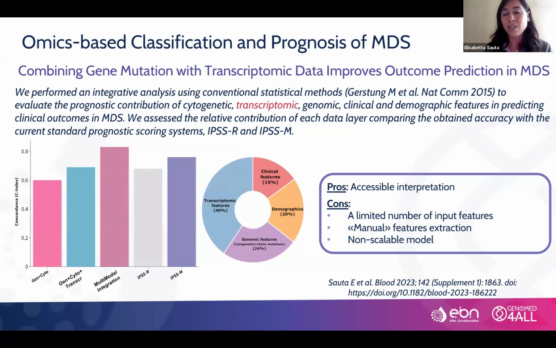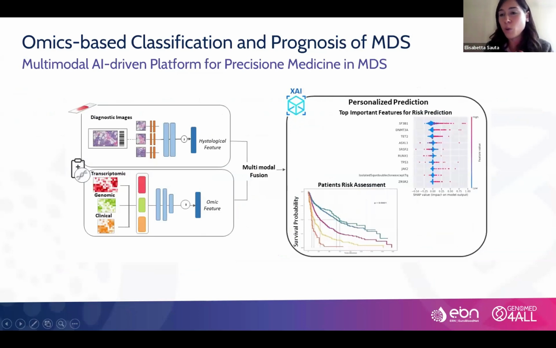But this is not, in our opinion, the correct way to process this data, because we have a huge number of features that can depict the gene expression profile of these patients, and now we are reducing their power with this combination of variables. So starting from this pioneer work in which we defined the contribution of the transcriptomic information, we switched to more complex models based on deep learning.